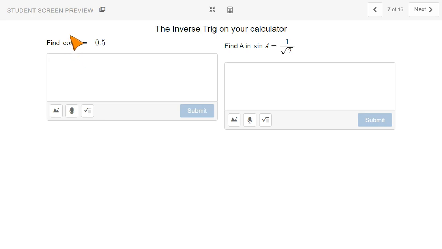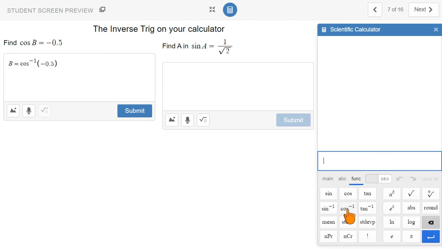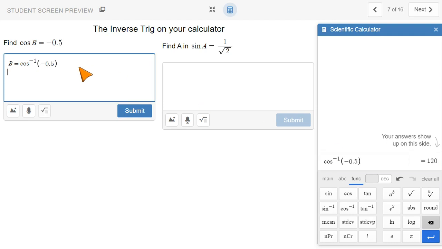Let's solve for some of these. So we have find cosine B is equal to negative 0.5. To undo the cosine, we're going to have angle B is equal to cosine inverse of negative 0.5. Pull out the calculator, cosine inverse, negative 0.5. So it automatically gives me 120 degrees.